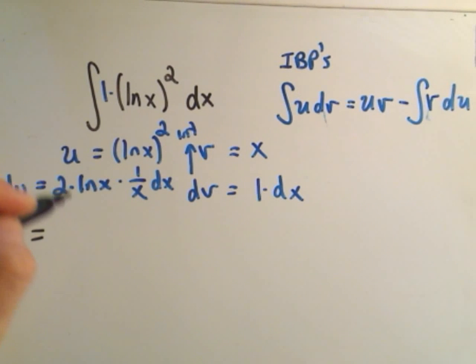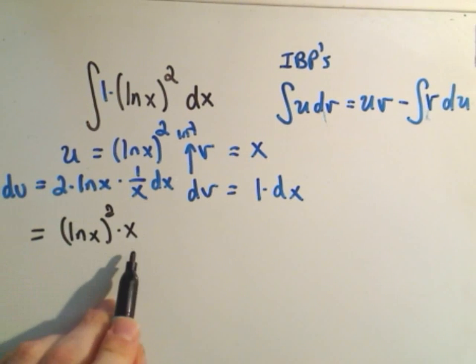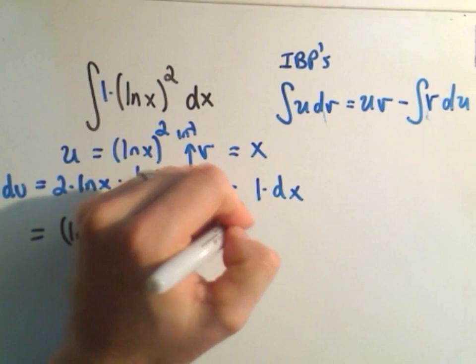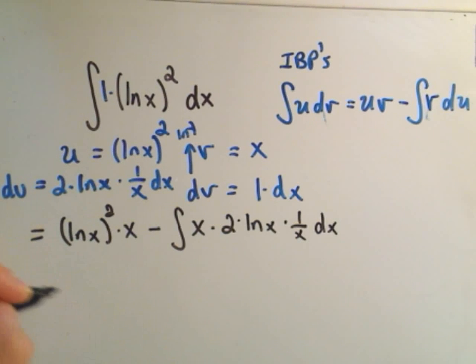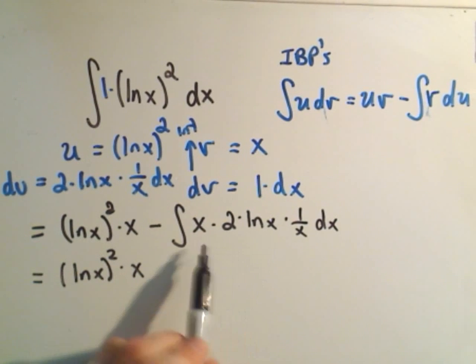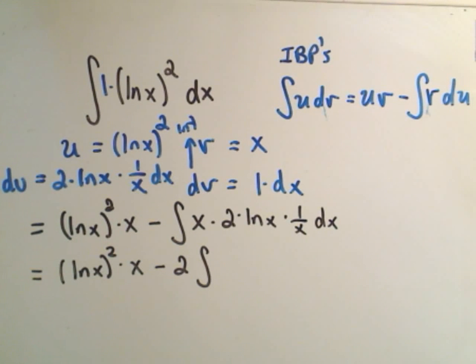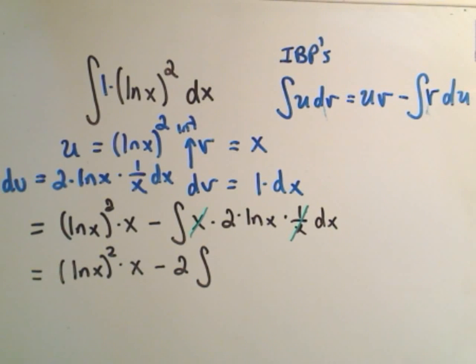So I get u times v, so I'll get ln of x squared times x, there's my u times my v term, minus the integral of v, which is x, times du, which is going to be 2 times ln of x times 1 over x dx. And what we need to do is simplify the new integral on the right hand side. So we can pull the 2 out front. Notice that the x times 1 over x, these terms would simply cancel out. And then all we're left with now is the integral of ln of x dx.